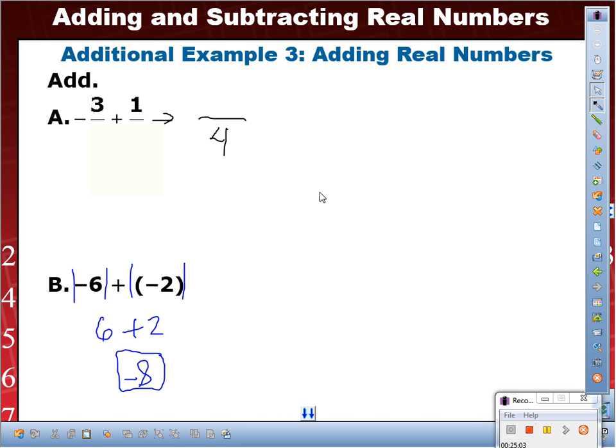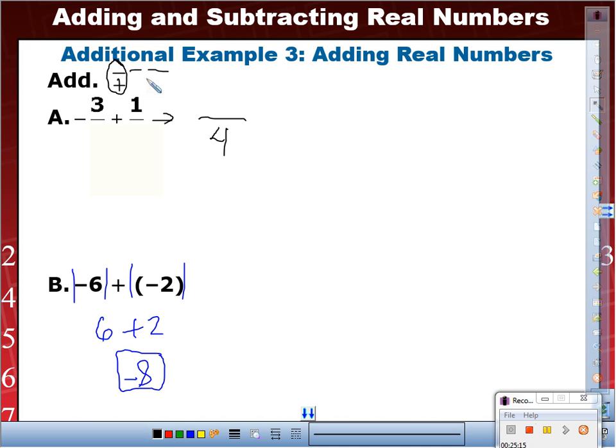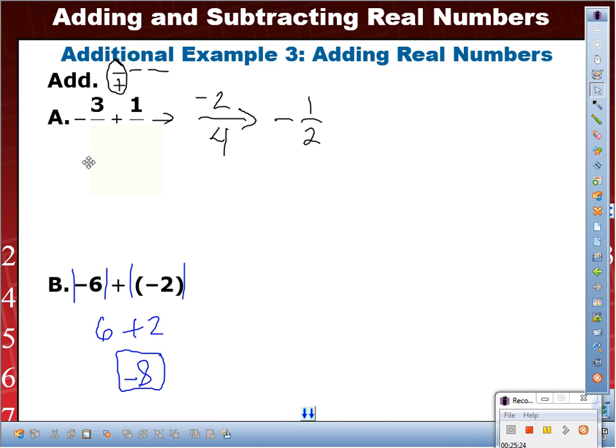There I'm going to use tiles. How can I represent that? 3 negatives, 1 positive. Do I see a zero pair? Yes. What do I have left? Negative 2, and can I simplify? Yes, negative 1/2. Copy that, please. You're like, man, that was easy. I know, right?